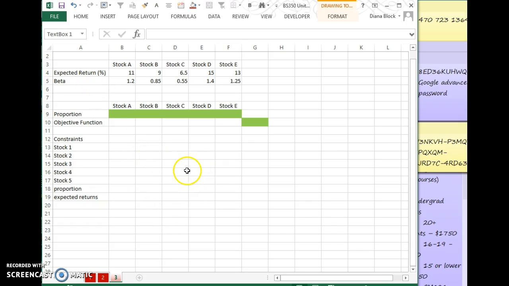I know these problems, like I said, are a little more complicated than the Solver problems we did before. So if you have questions, feel free to send me your sheet and we can work through it. Catch me on Blackboard IM or email me any questions that you have.